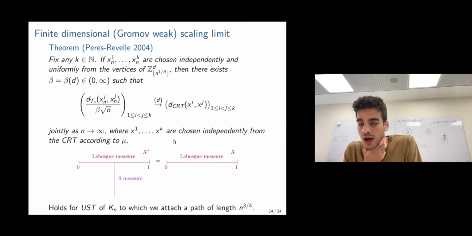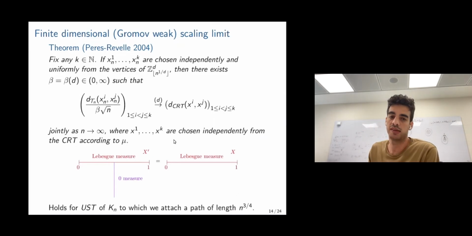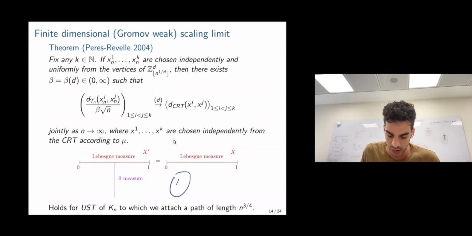To help understand that, we return to this annoying X prime, which has the zero measure line attached to it. If you look at x and x prime and you sample k points independently from each one of them according to the measures they have, you get the same distribution of distances, right? The measure on x prime does not see the purple line. And so this suggests that we can build this annoying example in our case.